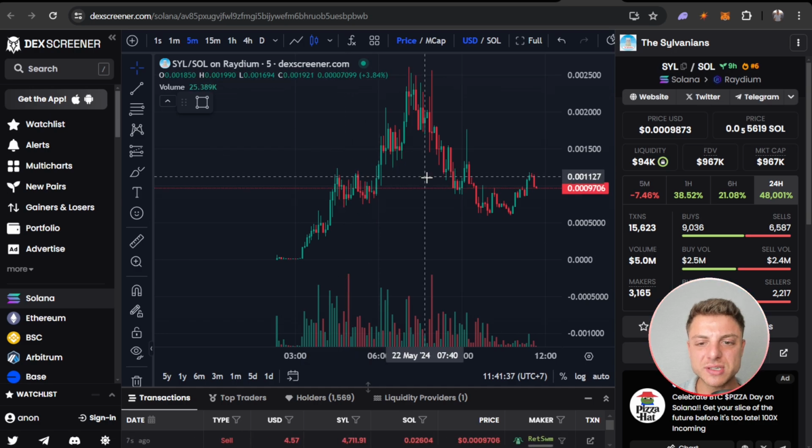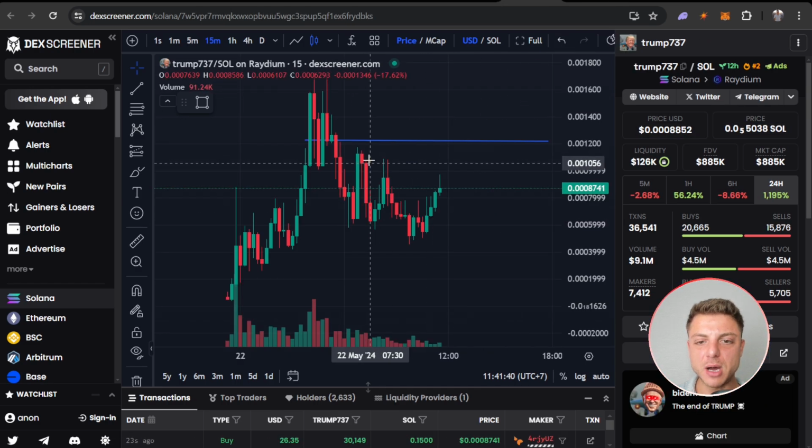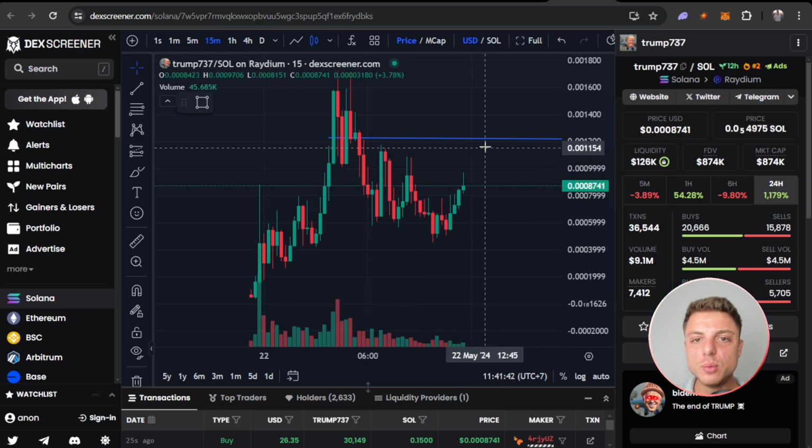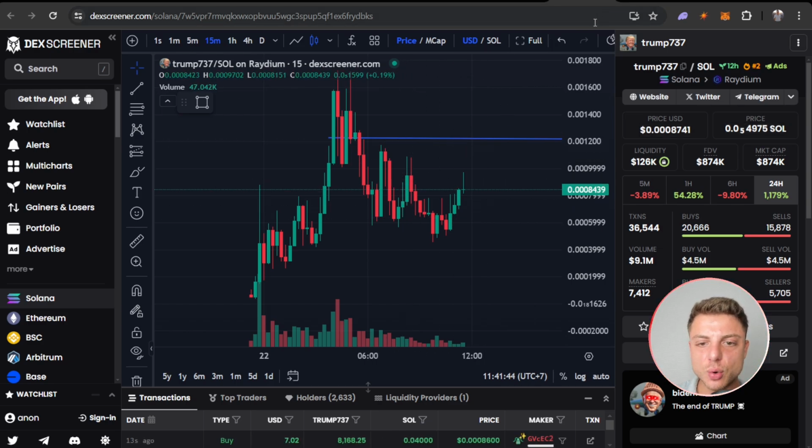Right here, the support to resistance level flip actually did fail, broke down in the market, not a coin that I'm looking at. Again, we will come back to this Trump, as this is the coin that I'm currently in right now.